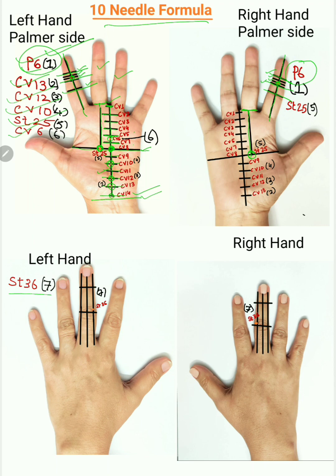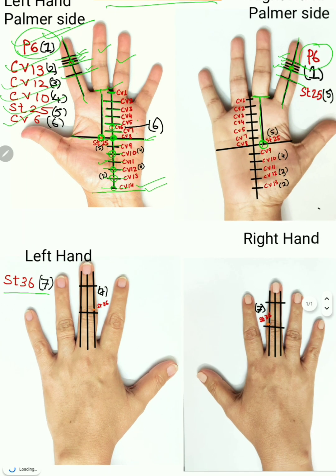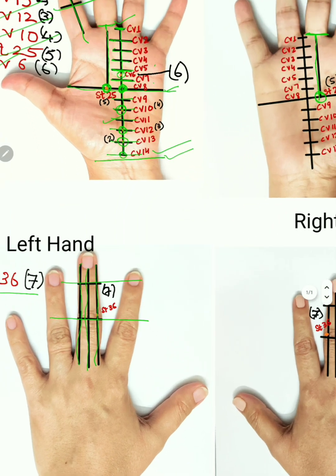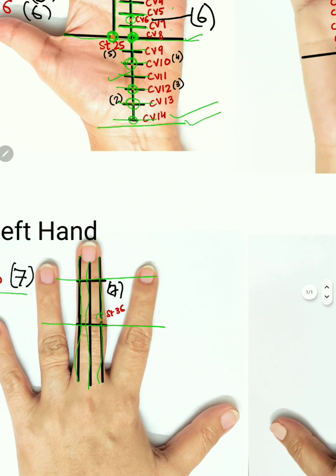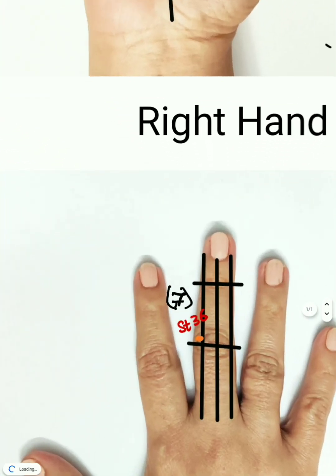Now, the next point is ST36, that is stomach 36, and that has to be applied on the dorsal side. So for that, what we need is, we need to make a center line in the middle finger, one line adjacent to this middle line, and then one line adjacent to the middle line. Then this is the first joint and this is the second joint. So just a little above the second joint, we have stomach 36, and that is the seventh point. And this has to be applied on both the hands.